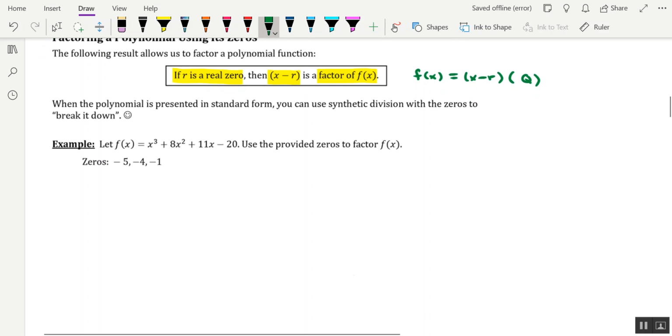So let me illustrate this with an example. It says, let f of x equal x cubed plus 8x squared plus 11x minus 20. And it says here, use the provided zeros to factor f of x. So we're going to want a factored form of f of x, and currently it's in standard form. Now they provide us with three zeros, -5, -4, -1.